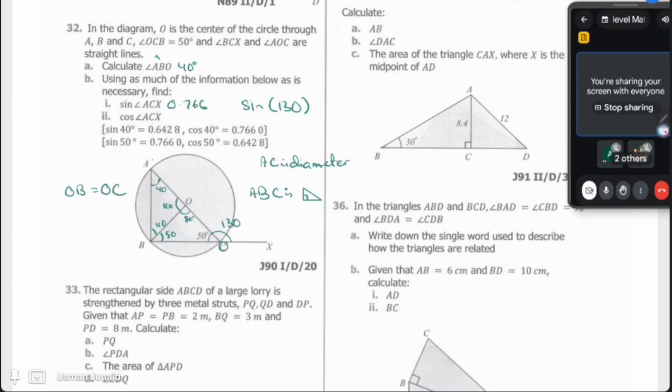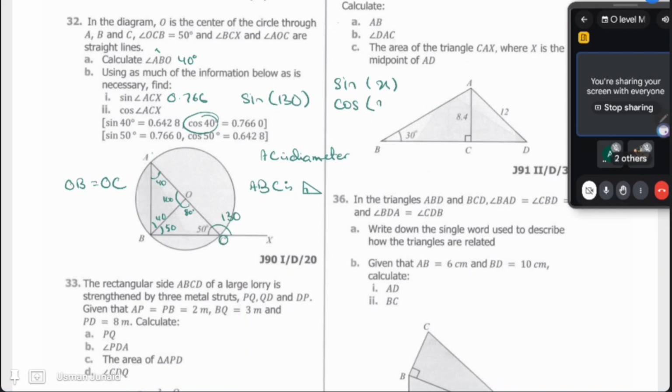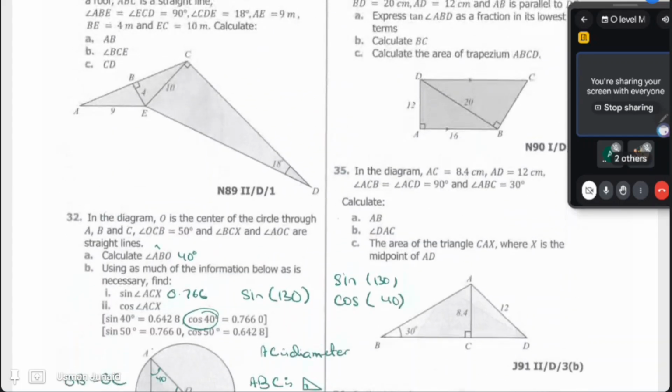So the value is 0.766. How would you know that? By using cos 40. Because sine x is equal to cos 90 minus x. So if it is sine 130, it would be equal to cos 40. That's just a rule.